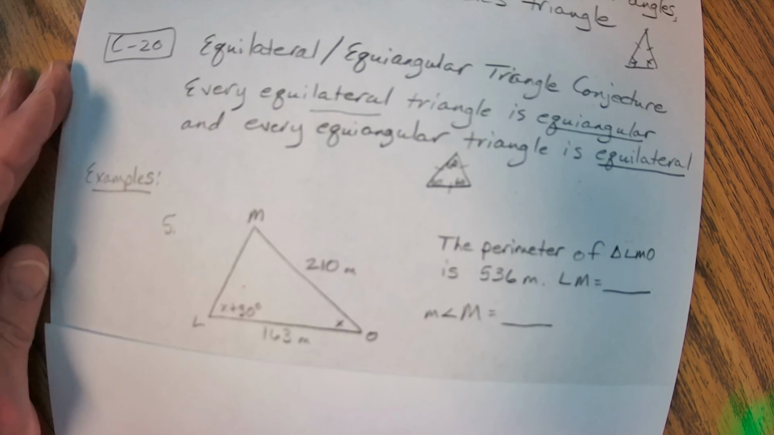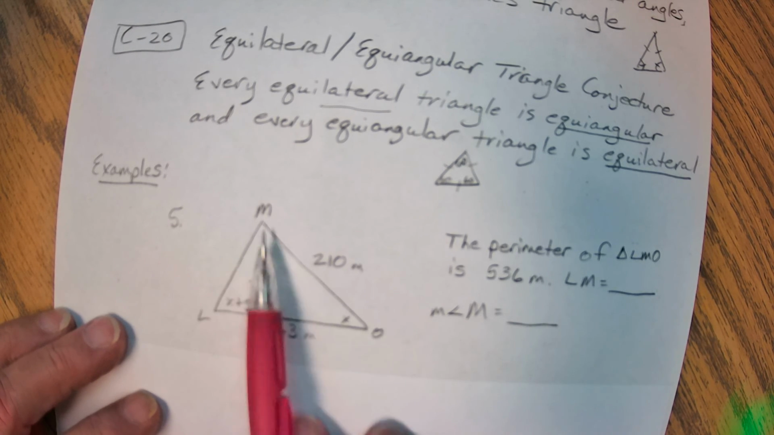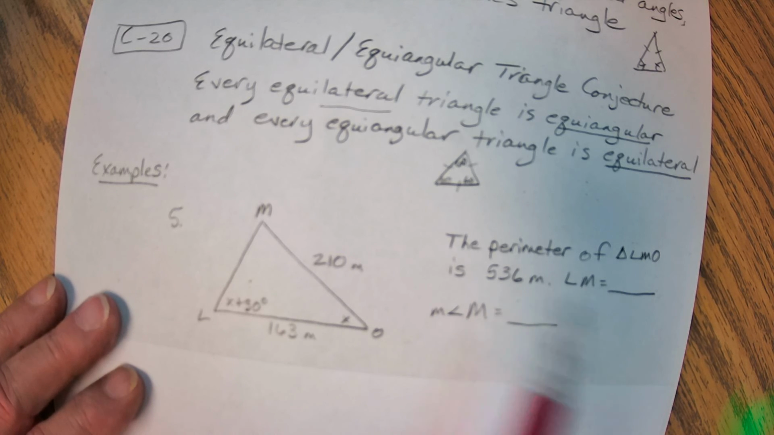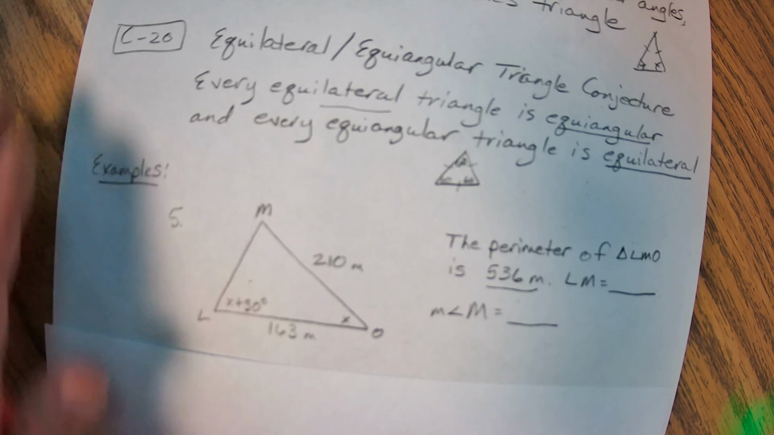Okay, let's jump into some of the examples on your worksheet. This is number 5. So it tells us that the perimeter, remember, around the outside of this triangle is 536 meters. It's a big triangle.